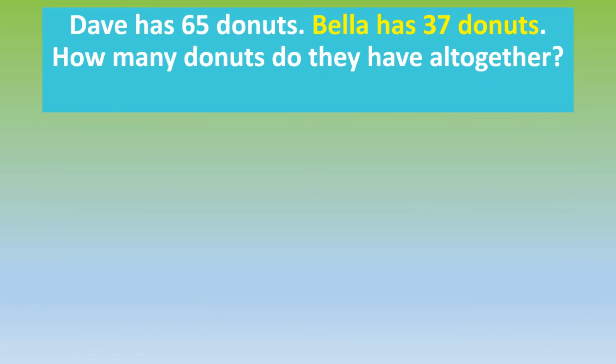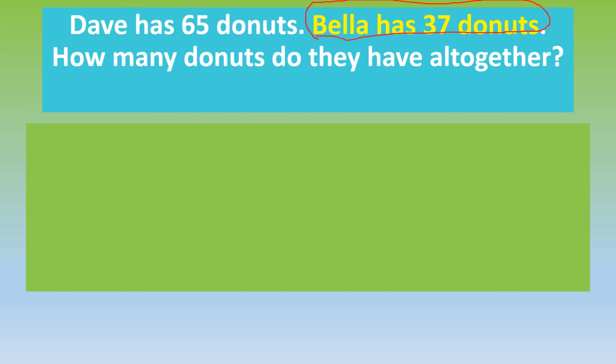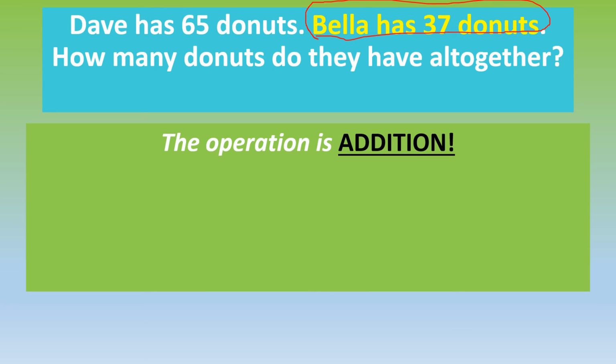Alright, so now the problem will change. I'm just changing this, but you don't have to change the problem like that, right? This is what I just found out on my first operation. This is a problem that has two steps, right? So I have found out that Bella has 37 donuts. The problem didn't give me that. I found that out, right? So the operation is addition.